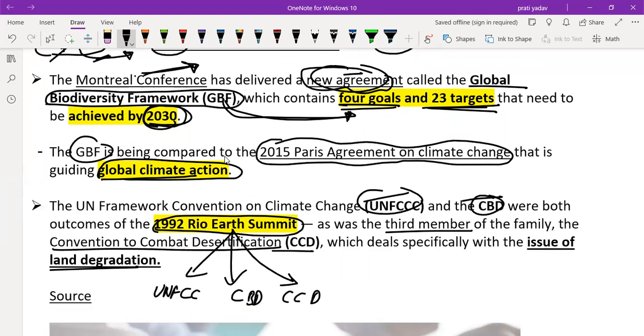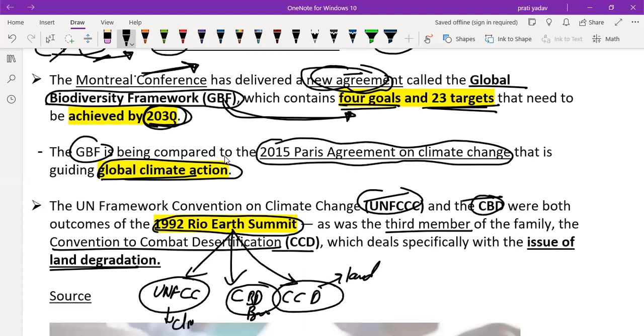The 1992 Rio Earth Summit is a family, and its members are UNFCCC, the United Nations Framework Convention on Climate Change, CBD, the Convention on Biological Diversity, and CCD, the Convention to Combat Desertification. So this one deals with land degradation, this one deals with biodiversity, and this one deals with climate change. The Paris Agreement is related to this, GBF is related to this, and there are many things going on in CCD also. So I hope you understand the whole idea of CBD, the Convention on Biological Diversity.